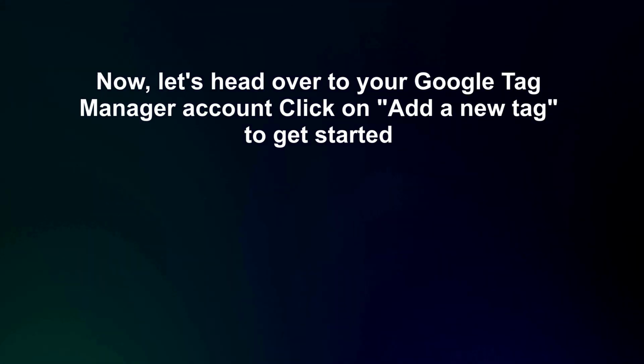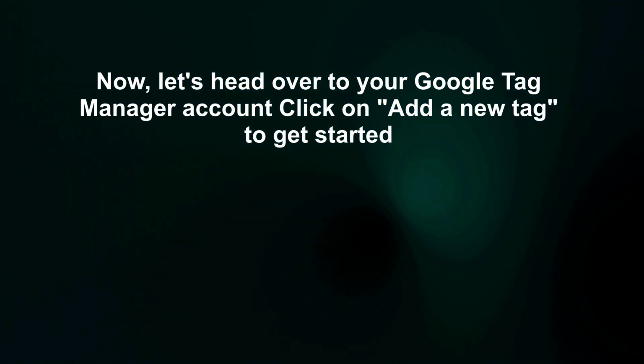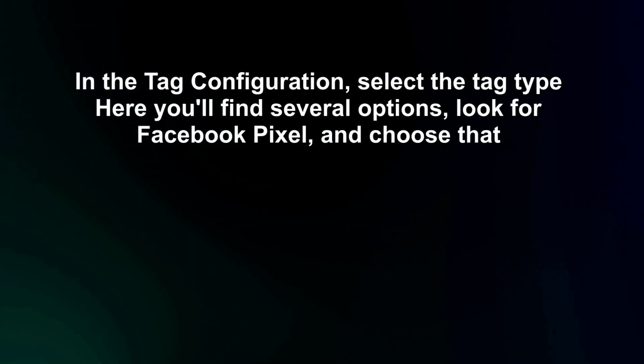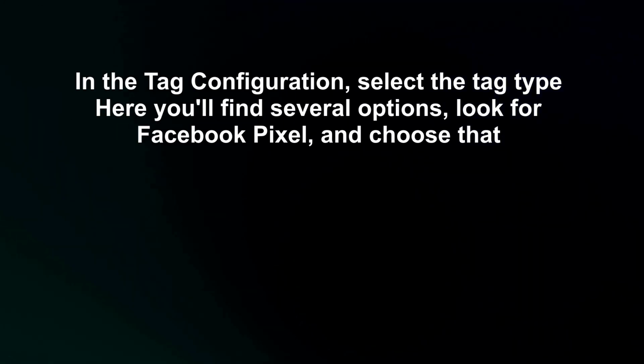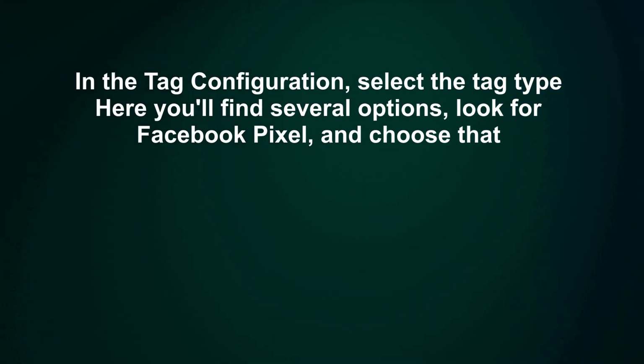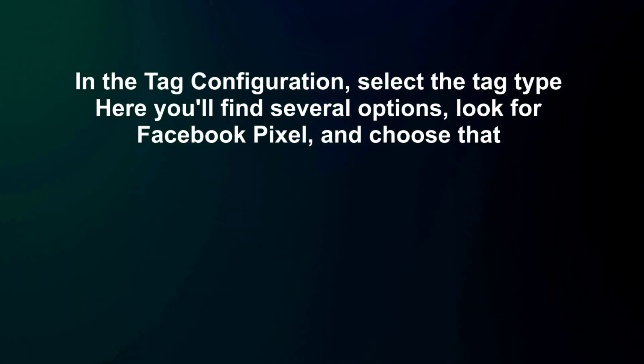Now, let's head over to your Google Tag Manager account. Click on Add a new tag to get started. In the tag configuration, select the tag type. Here you'll find several options. Look for Facebook Pixel and choose that.